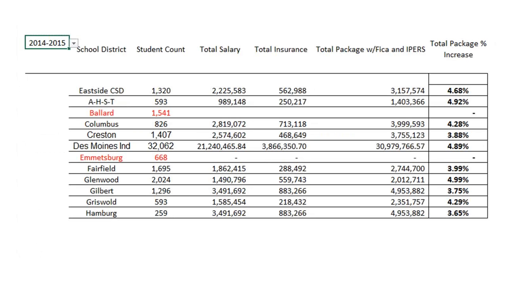The last feature, or one of the last features here, is the benchmarking feature. This shows everybody, and this is just an illustration, everybody that would be using the system hypothetically: their student count, their total salary, total insurance, total package increase with FICA and IPERS. What you see in red there is, not to pick on Ballard, but we pick on them here. Ballard is in red. They are not currently using the system, but we still know what their student count is. So what you can start to do with this benchmarking feature is say, hey, where is everybody else with their total package increase across the state?